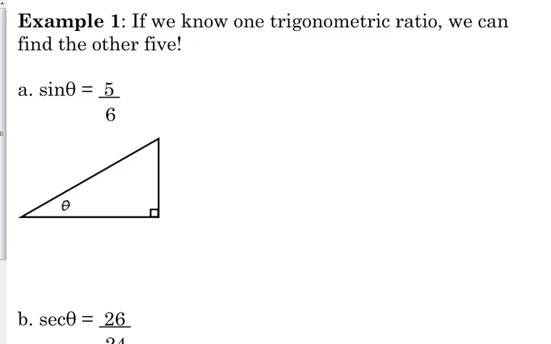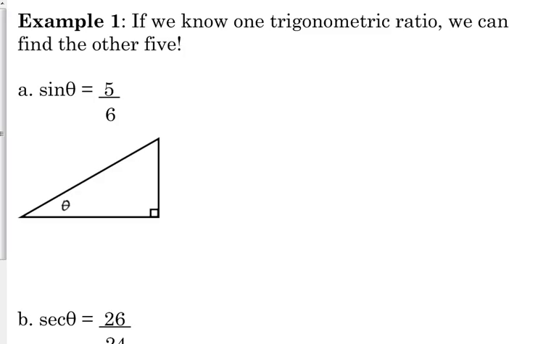All right. Let's look at some examples. If we know one trigonometric ratio, we can find the other 5. We only have to know 1 and the Pythagorean theorem. So, say for example, we are told that the sine of the angle is 5 over 6. We don't know what the angle is, and I don't care what the angle is, that's not what we're looking for. I just want to list the ratios for the other 5 trig functions.